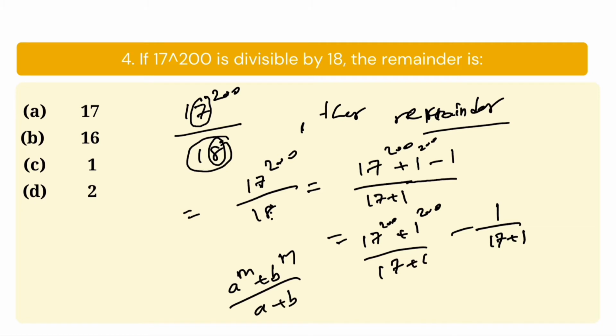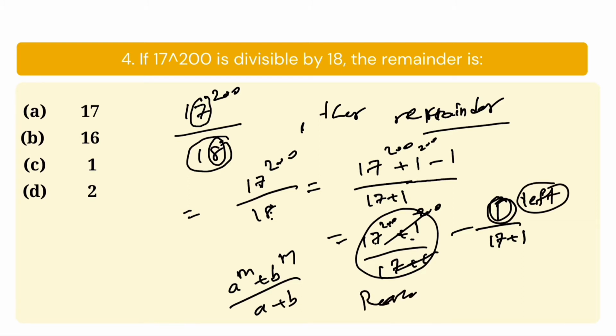We know that a power m plus b power m is divisible by a plus b when m is odd or even as given. So here, 17 power 200 plus 1 power 200 gets divisible, so there is no problem. The only problem is the minus 1 part, which has to be divisible by 17 plus 1. This is not possible. Hence this will be left out, and that leftover is nothing but the remainder. Hence the remainder is 1 here, because this is not divisible. The other part gets easily divisible.